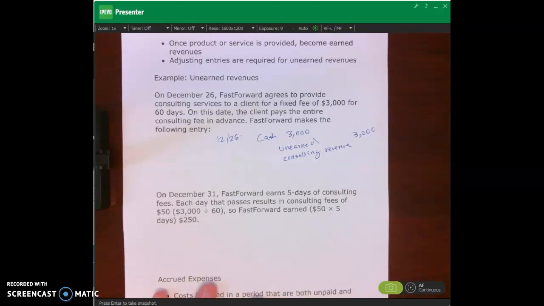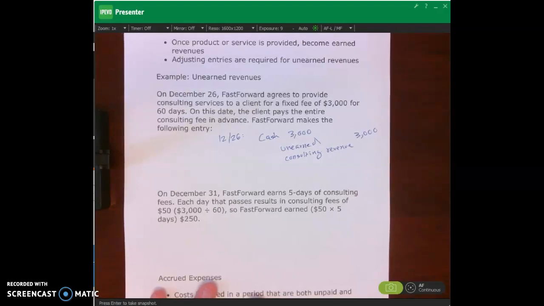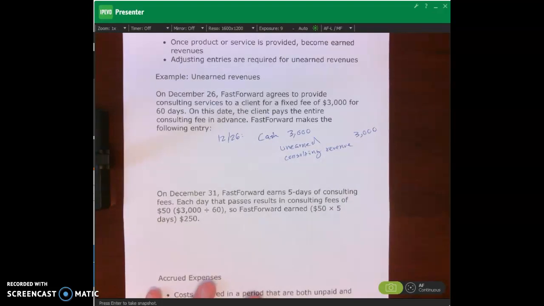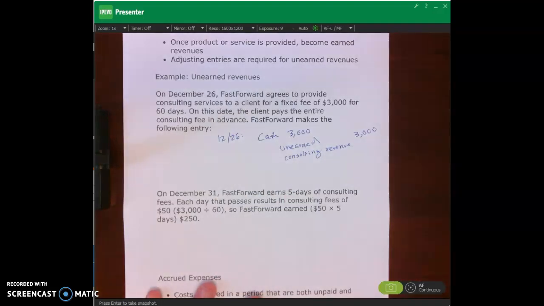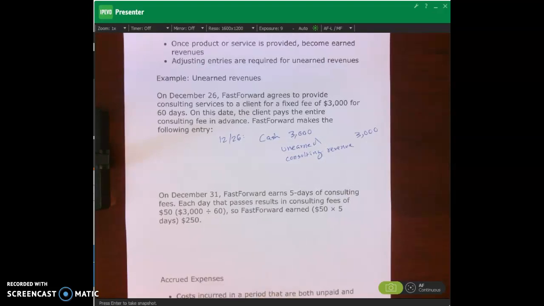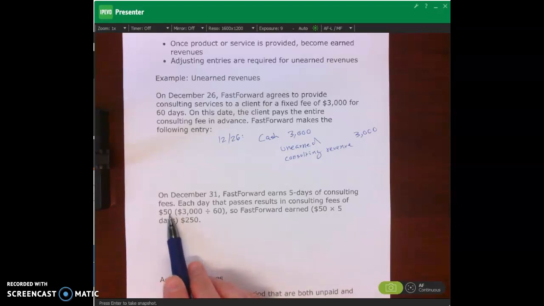Okay. So on December 31st, we have to recognize that we've earned 5 days' worth of consulting revenue. Because from the 26th to the 31st, we have 5 days, and Fast Forward has provided 5 days' worth of consulting. We have to recognize that because we have to recognize that we've earned revenue in this accounting period, because of the revenue recognition principle. So we can divide the 3,000 by 60. That gives us $50 a day.